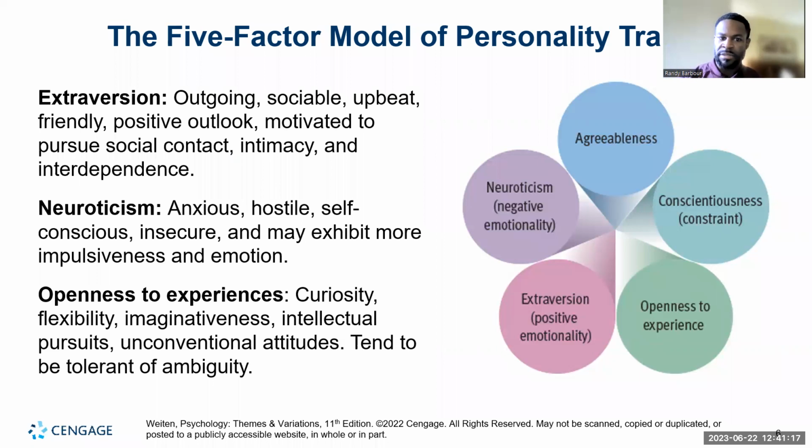And then neuroticism, again, being very anxious, hostile, very self-conscious and insecure. Neuroticism is correlated with negative emotionality. And those who have low neuroticism are a little less anxious. It's not to say that they don't have negative emotions. They just don't feel as high in impulsiveness and emotionality.